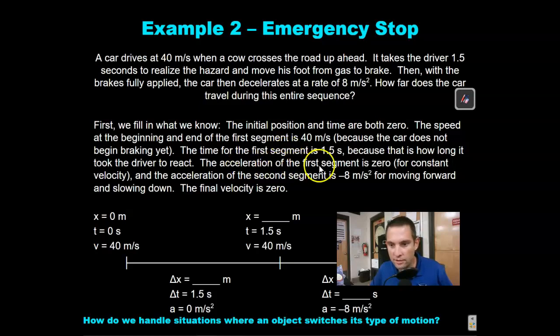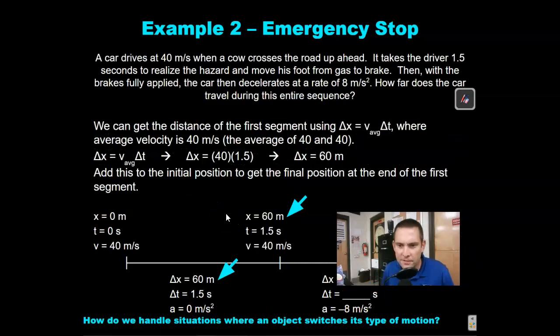The acceleration of the first segment is 0 for constant velocity. That's going to be the part that trips up everybody. Not everybody, but the careless student will get tripped up by that. And the acceleration for the second segment is negative 8 meters per second squared because we're moving forward and we're slowing down. Then the final velocity is 0. So taking all of that and plugging it in.